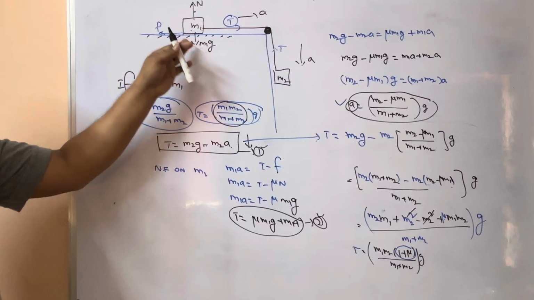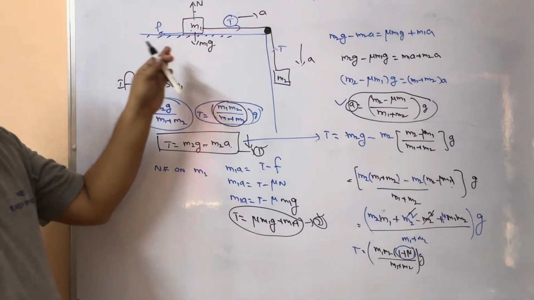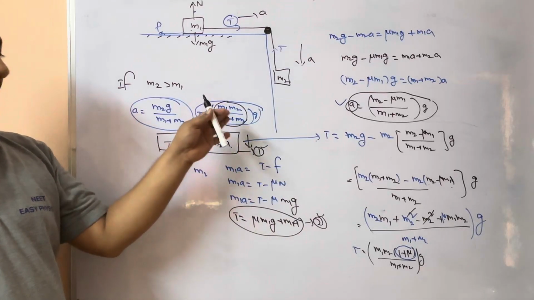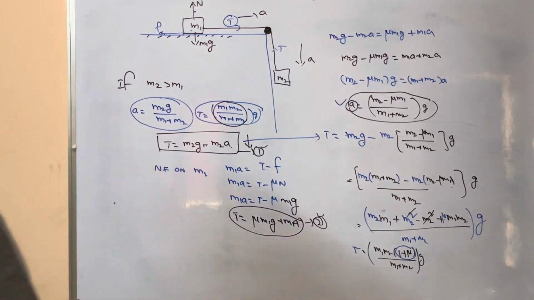So that is for a rough surface. Now the same question on an inclined plane, like a triangle shape. How we are going to get this equation, we will see.